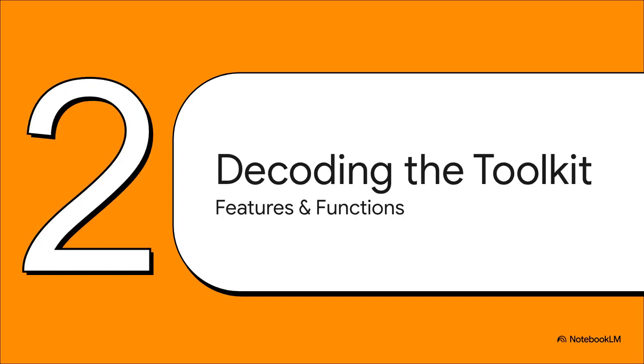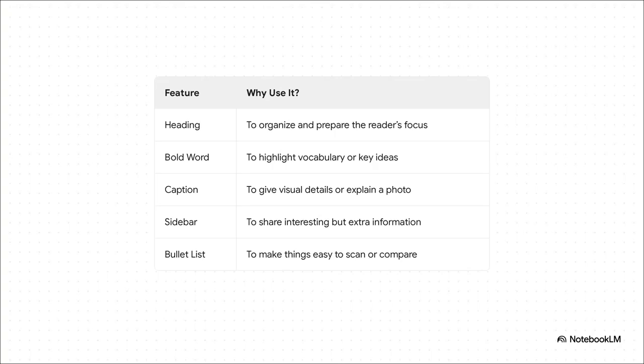Okay, so to decode that blueprint, first we need to get familiar with the author's tools. I mean, every master builder has a toolkit, right? Writers are no different. They use these specific features to build their arguments and to guide us, the readers. So let's open up that toolkit and see what's inside. And here it is. This is basically our secret decoder ring for reading.